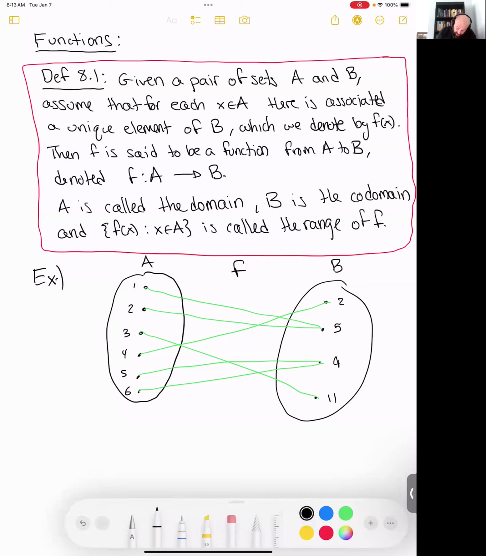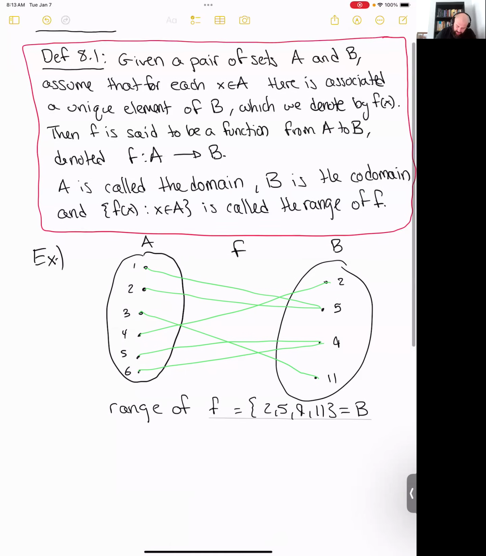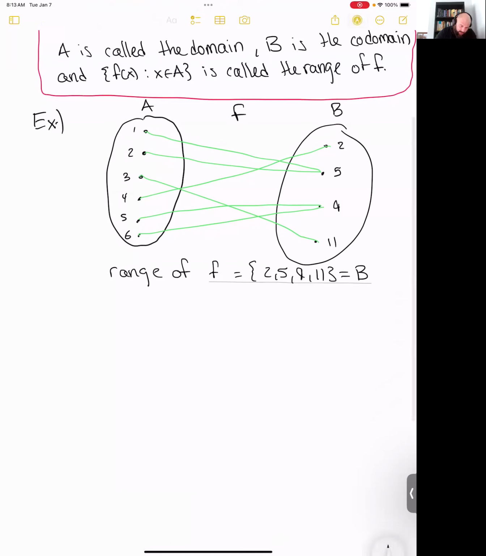And so what's the range of this function? So the range of f in this case is, well, in this case, it's all of B, right? But let's just write it like this: 2, 5, 9, and 11, which is actually equal to B in this case. Okay, let's look at some more examples building on what's going on here.